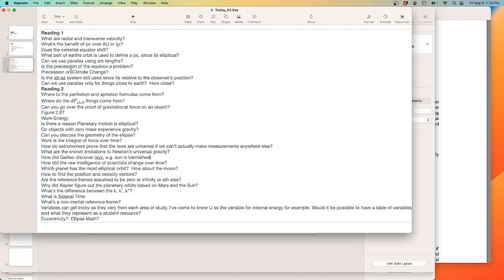Does precession have any effect on climate change? No, really, it's us. We're doing that. It's just all the carbon. It's just thermodynamics. Climate change is really straight thermodynamics. The photons can't get back out, so it heats the planet up.